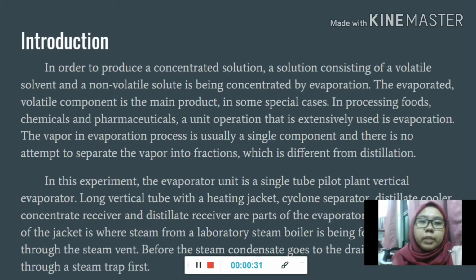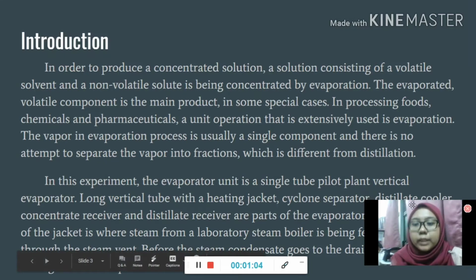Introduction. In order to produce a concentrated solution, a solution consisting of a volatile solvent and a non-volatile solute is being concentrated by evaporation. The evaporated volatile component is the main product in some special cases. In processing foods, chemicals, and pharmaceuticals, the unit operation that is extensively used is evaporation. The vapor in the evaporation process is usually a single component and there is no attempt to separate the vapor into fractions, which is different from distillation.